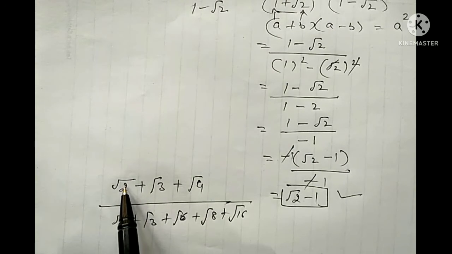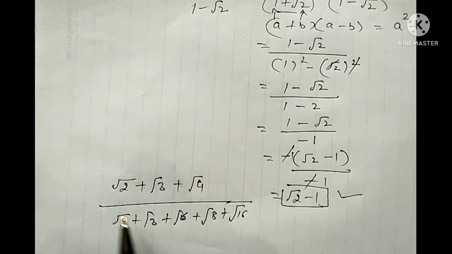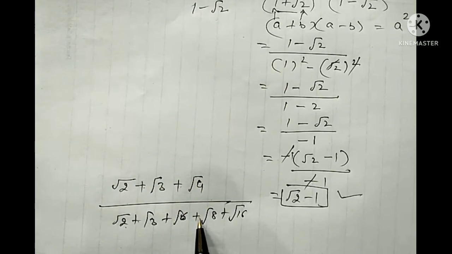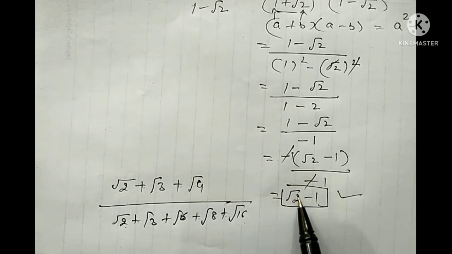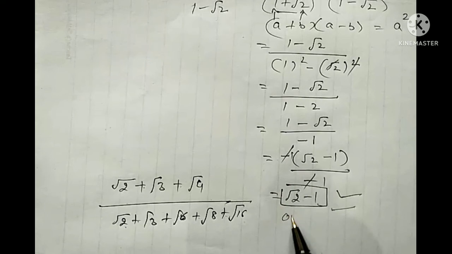When we simplify square root 2 plus square root 3 plus square root 4, whole divided by square root of 2 plus square root of 3 plus square root of 6 plus square root of 8 plus square root of 16, we get the value square root of 2 minus 1, which is our answer.